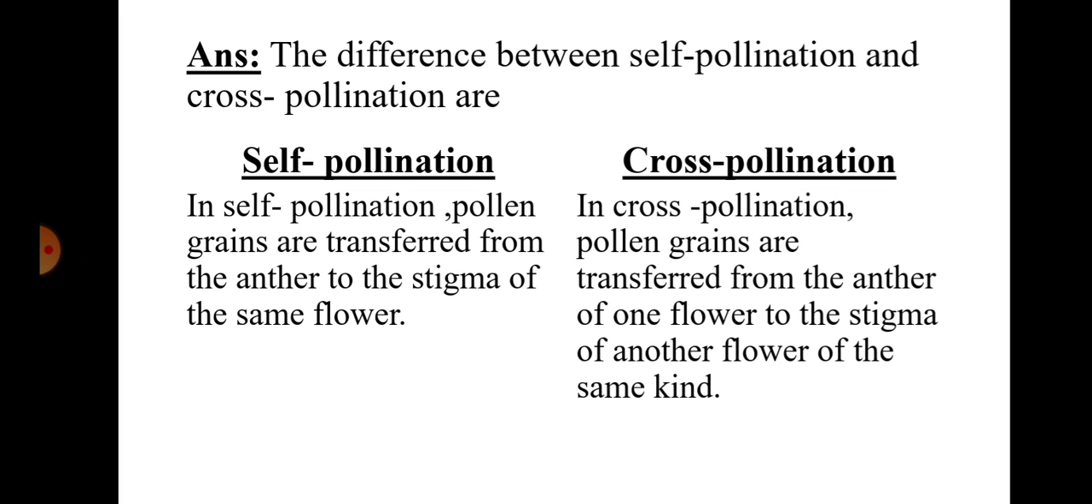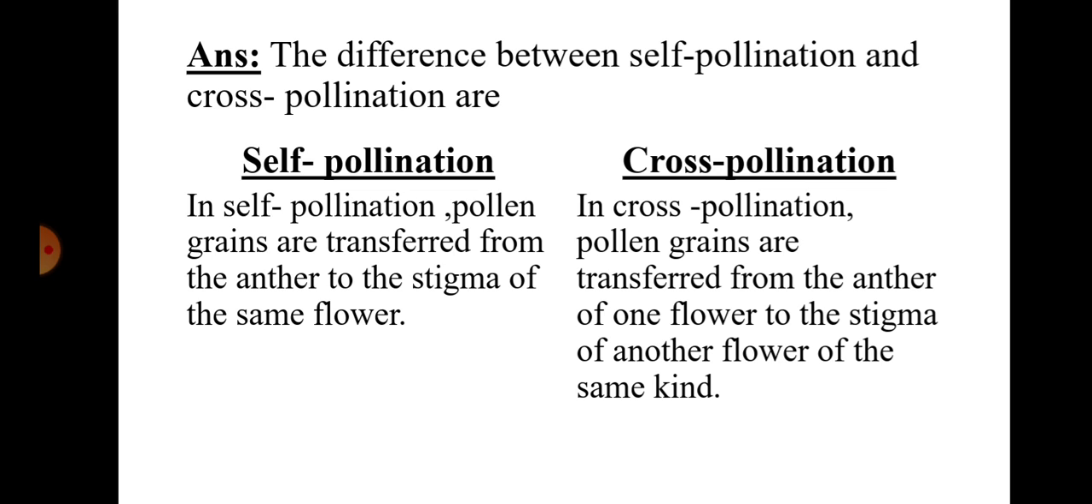Self-pollination. In self-pollination, pollen grains are transferred from the anther to the stigma of the same flower. Listen. The cross-pollination. In cross-pollination, pollen grains are transferred from the anther of one flower to the stigma of another flower of the same kind. Okay. Draw a tabulation and write.